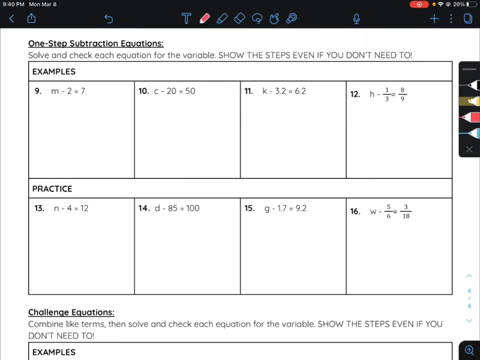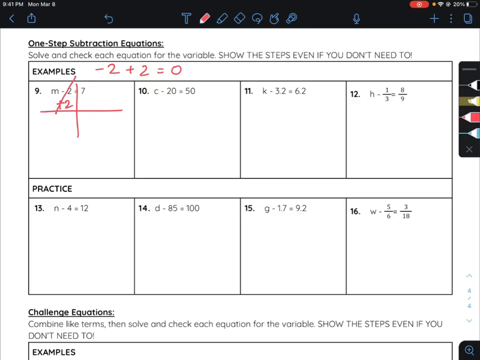Now, sometimes you get a subtraction equation. It's the exact opposite of what you do for an addition equation. Draw your line down the middle through the equal sign. Look for the variable. It's m, and it's being subtracted by 2. Do the opposite of minus 2. That would be plus 2, because a minus 2 and a plus 2 make a 0, and that's what we're trying to do. We want those 2's to go away.